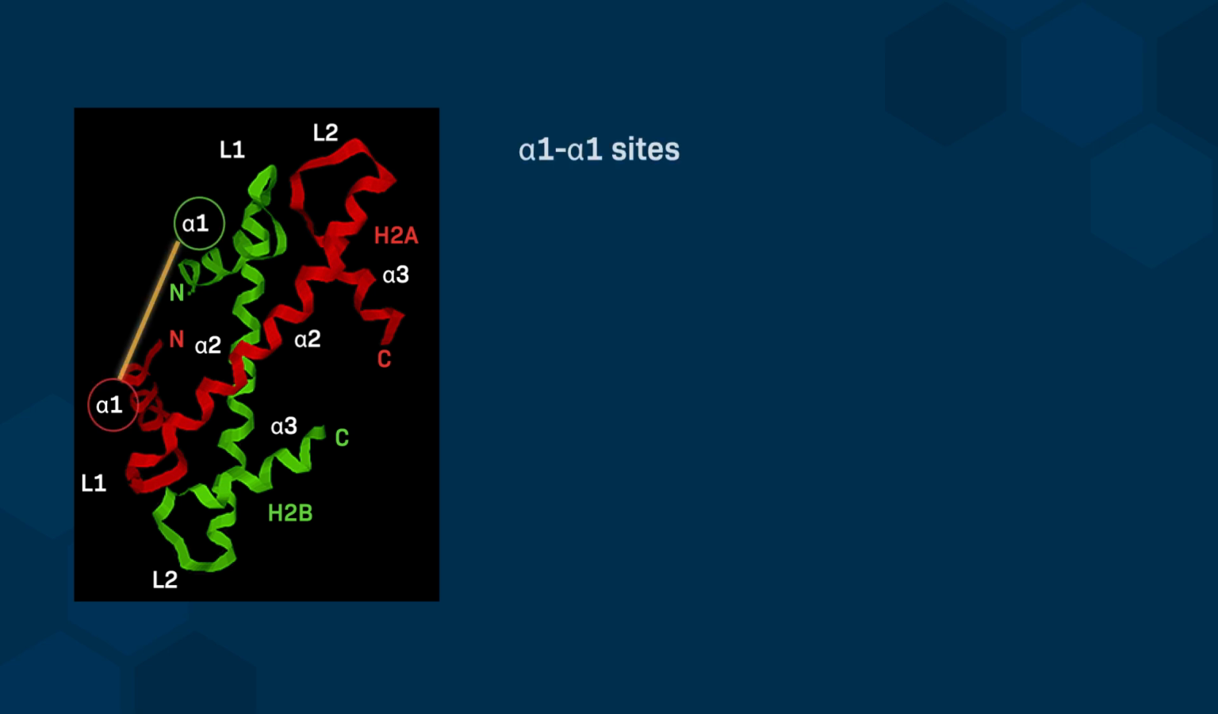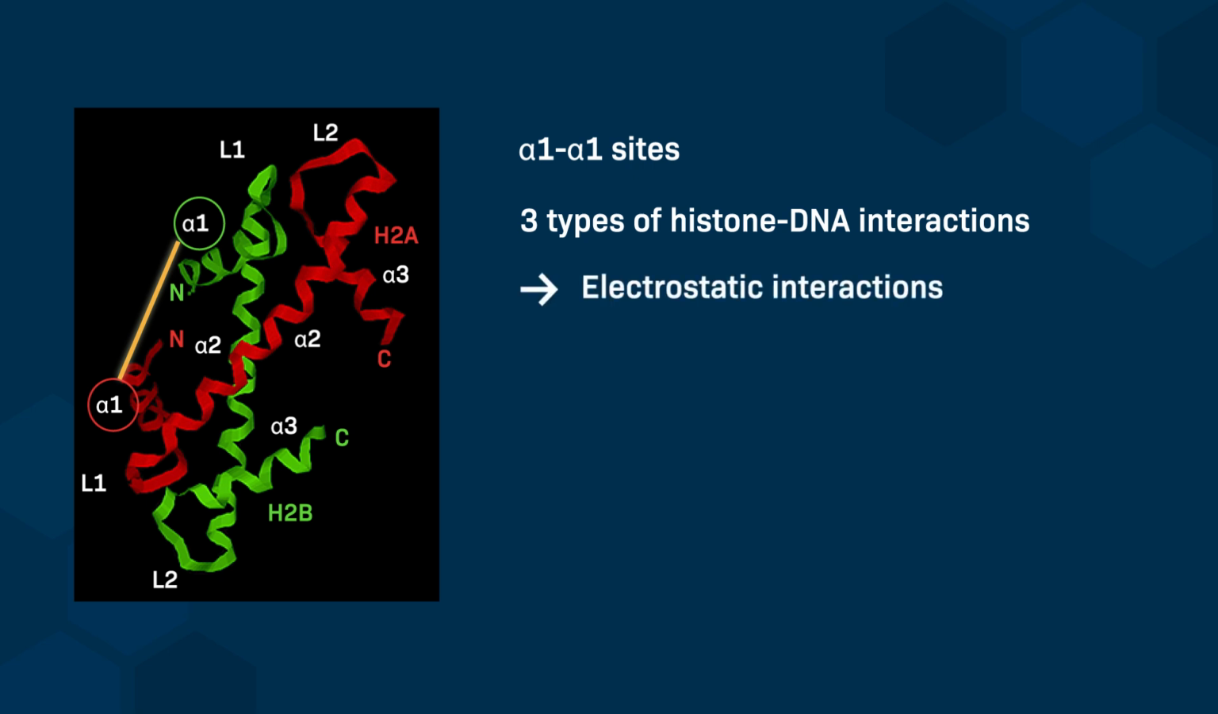Let's first discuss the alpha-1, alpha-1 sites. We can see here that the alpha-1 helices point in the same direction, which is toward the DNA molecule. 3 major types of interactions happen with DNA at the alpha-1, alpha-1 sites. Alpha helices in biochemistry exhibit electrostatic interactions due to their dipole nature, where the N-terminal carries a positive charge while the C-terminal carries a negative charge. This facilitates electrostatic interactions between the positively charged N-terminals of alpha helices and the phosphate groups on DNA. This phenomenon applies to H3-H4 and H2B as well.